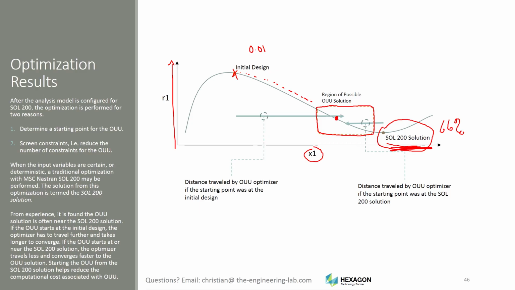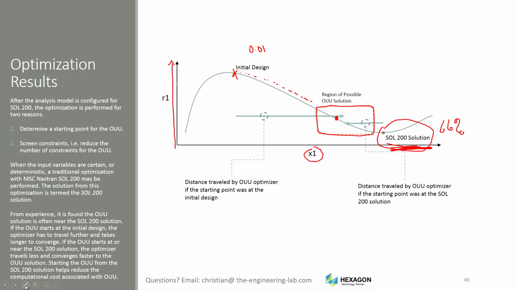Now, that's very important for us because we want to do the OUU as fast as possible. And we don't want to run the FEA solver too many times. The FEA solver might take 1 hour or days to run just one time. We want to minimize the number of Nastran runs as much as possible. So what we did here, we started the OUU at the Sol 200 solution. So then it has to travel a fewer distance to the region of the OUU solution.